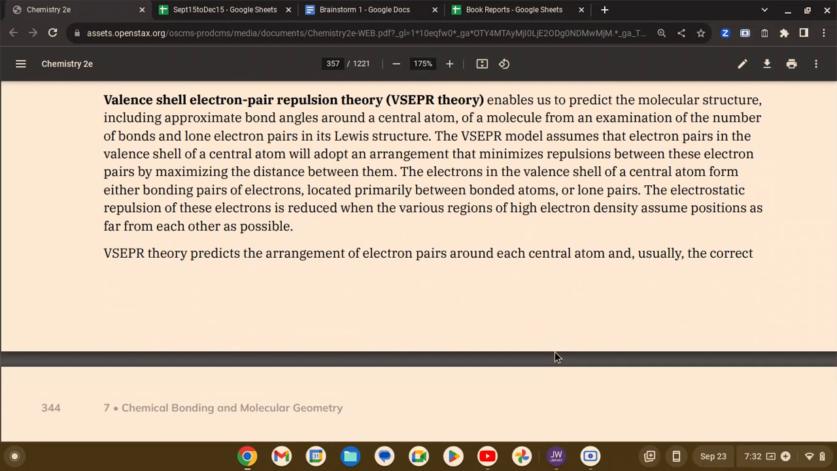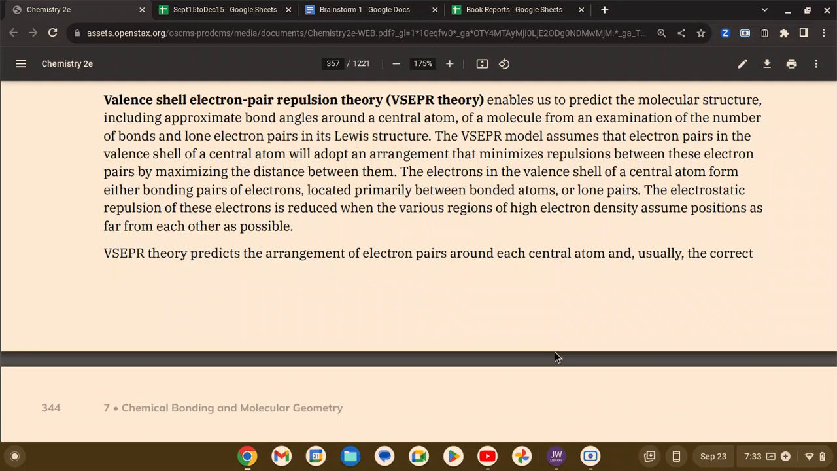The electrons in the valence shell of a central atom form either bonding pairs of electrons located primarily between bonded atoms, or lone pairs. The electrostatic repulsion of these electrons is reduced when the various regions of high electron density assume positions as far from each other as possible.